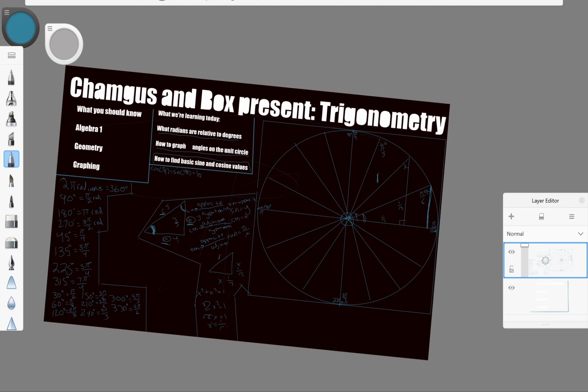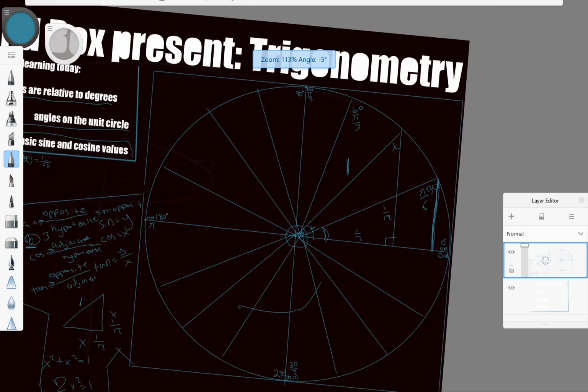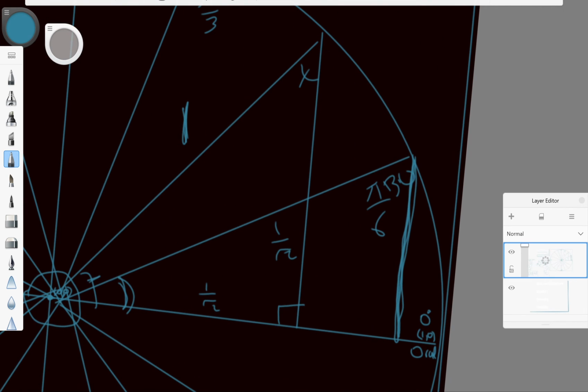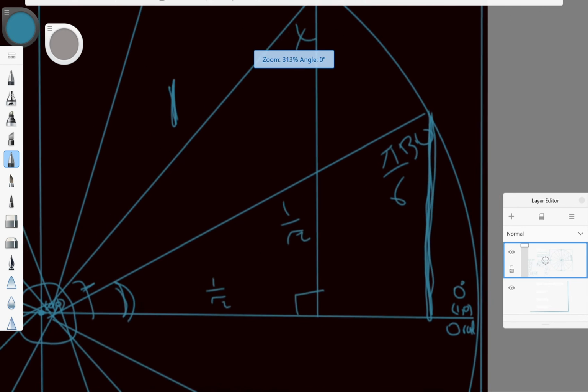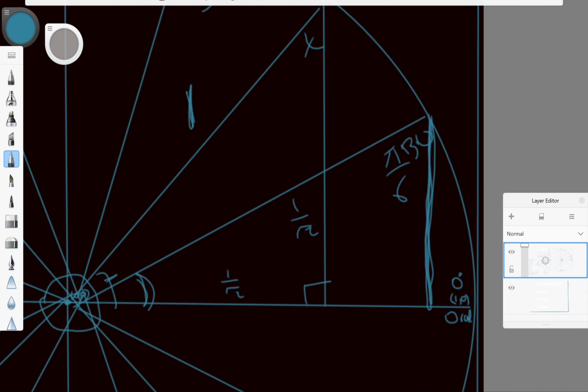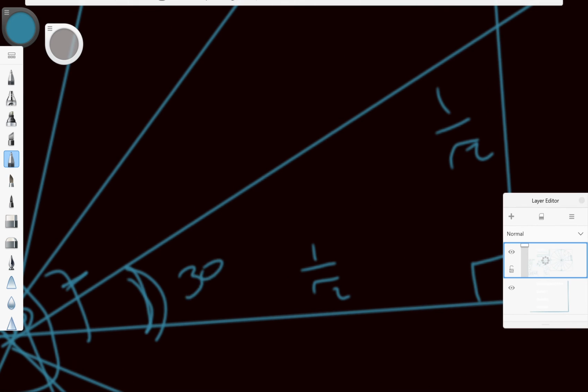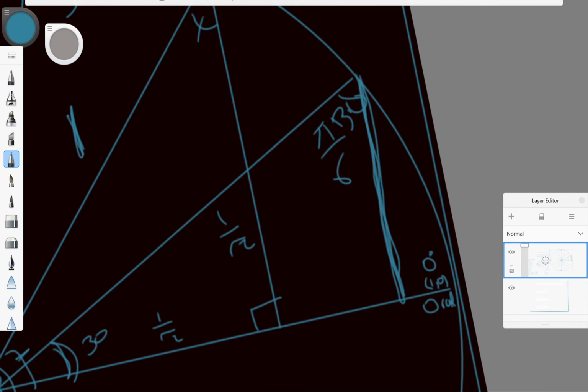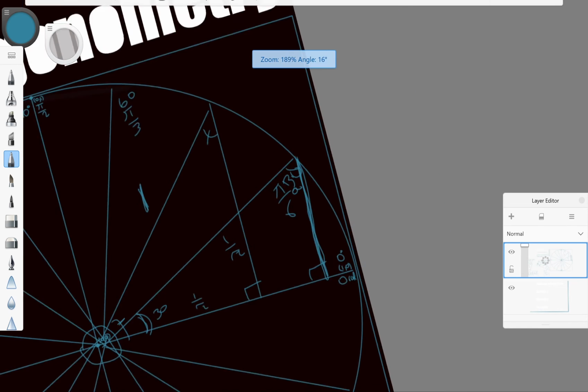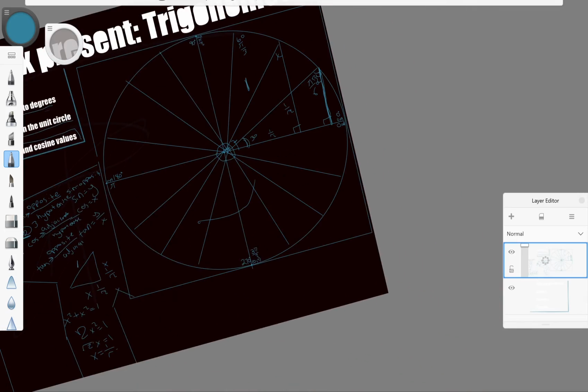Let's move on to the next part, which is, let's find the cosine and sine at pi over 6. This is 30 over here, right? And this is 60, because this is a right angle. You've drawn it down to the perpendicular line. That's 30, so the other side is 60 because they must sum to 180.